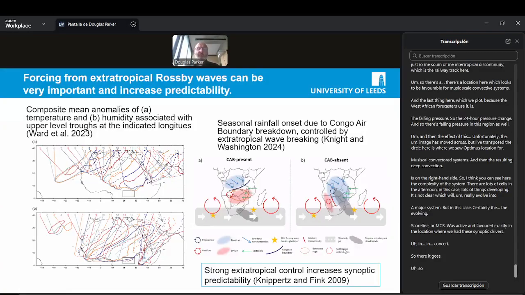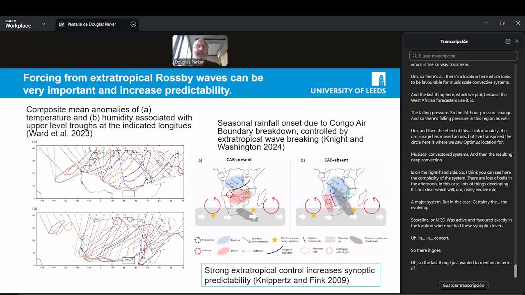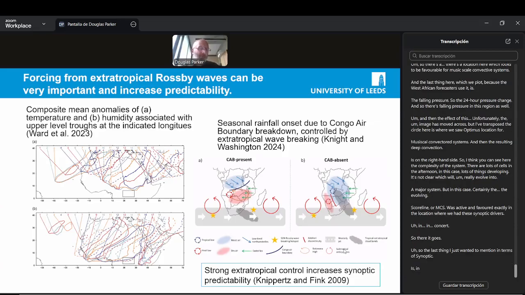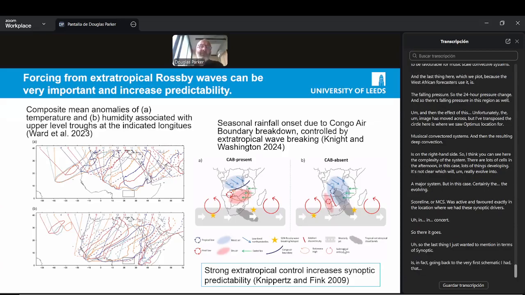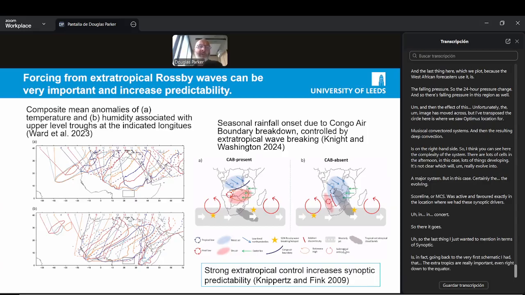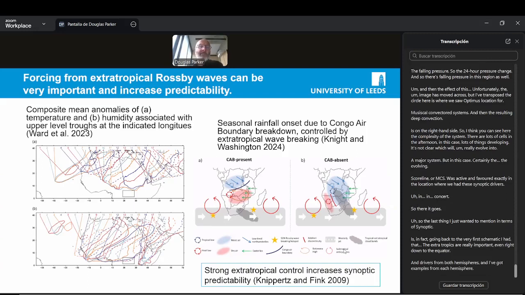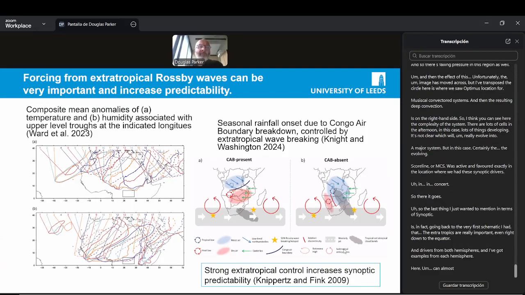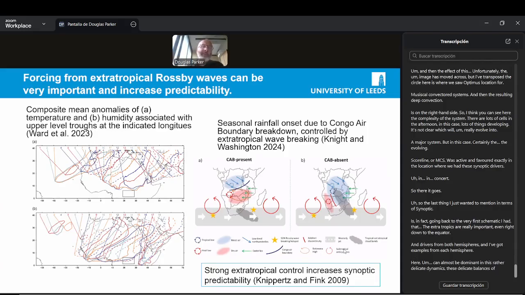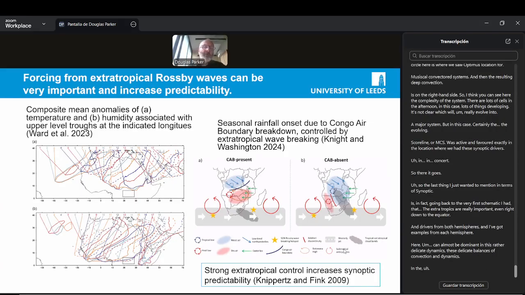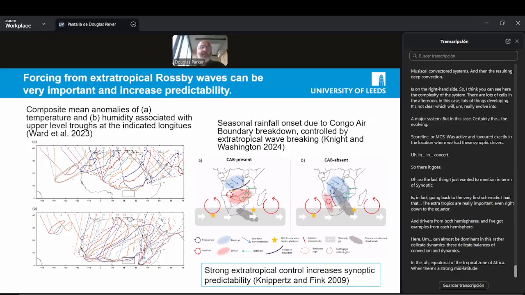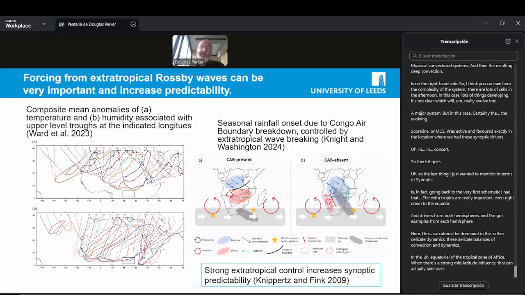So the last thing I just wanted to mention in terms of synoptic is, in fact, going back to the very first schematic I had, that the extratropics are really important, even right down to the equator. And drivers from both hemispheres, and I've got examples from each hemisphere here, can almost be dominant in these delicate balances of convection and dynamics in the equatorial or tropical zone of Africa. When there's a strong mid-latitude influence, that can actually take over and increase predictability.